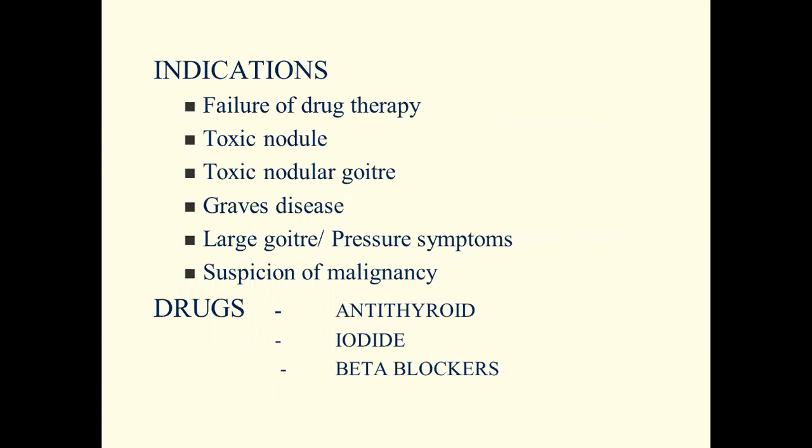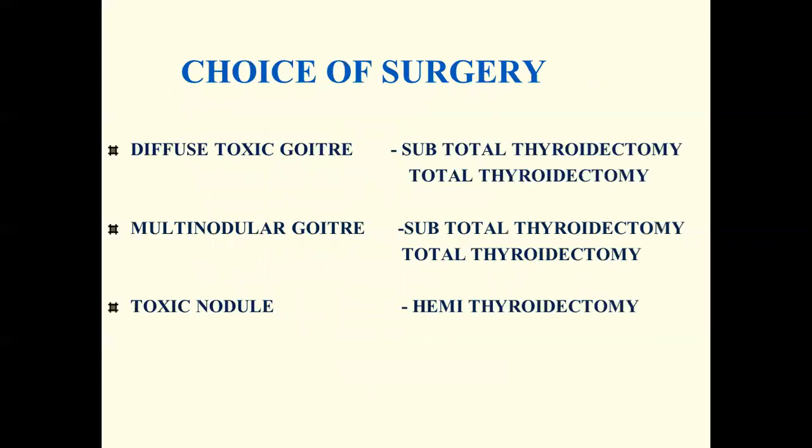Now, for any surgery, the patient has to be euthyroid. So the patient has to be on antithyroid drugs, and if need be on beta blockers as well as iodide if required, or else antithyroid drugs and beta blocker alone may be enough to make the patient euthyroid prior to surgery.